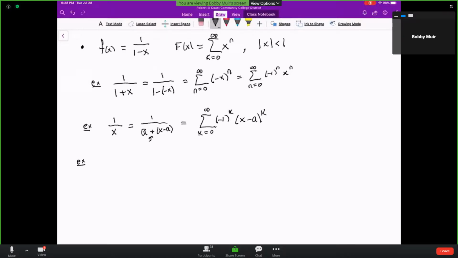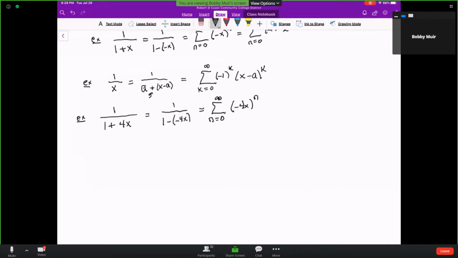Let's say I wanted to look at 1 over 1 plus 4x. Well, I do the same little trick I did earlier. 1 minus negative 4x. Plug it into our geometric series deal. That's going to be negative 4x to the nth power. And then just break all the ingredients apart. Negative 1 to the n, 4 to the n, x to the n.